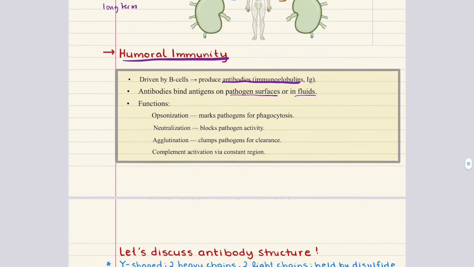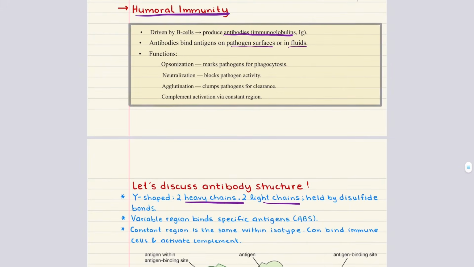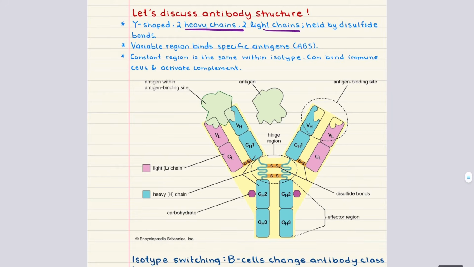Now, antibodies are Y-shaped proteins made up of two heavy chains and two light chains held together by disulfide bonds. Each antibody has an antigen binding region that's also called the variable region. That's located at the tips of the Y shape. This region is unique for each antibody, and it allows it to bind a specific antigen with high specificity. The rest of the antibody is called the constant region. It's the same within each antibody class and can interact with immune cells or activate the complement system.